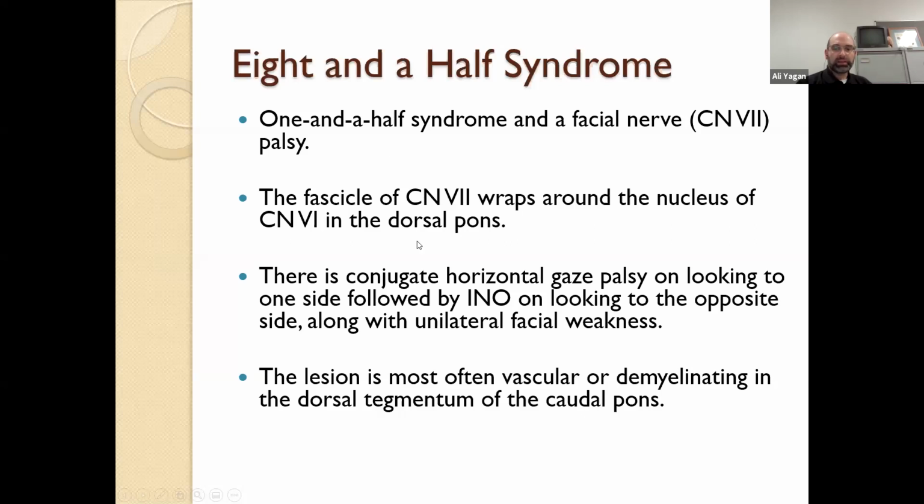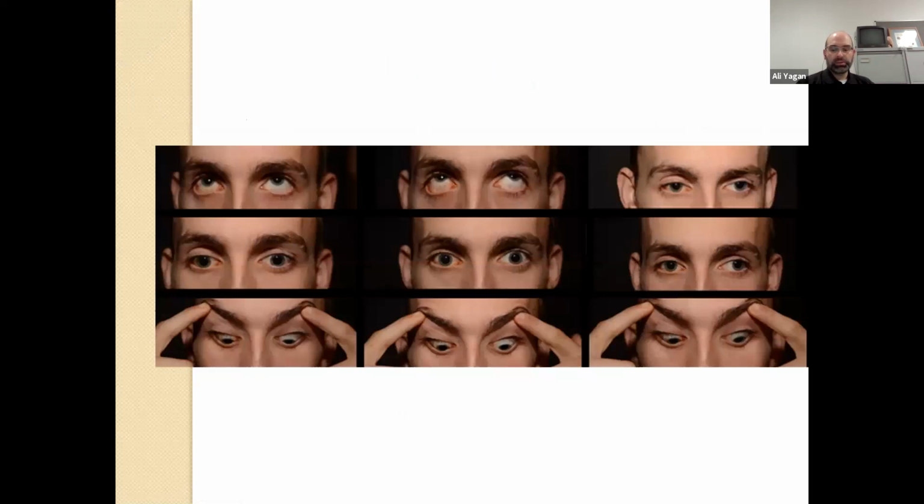If you remember your anatomy, you remember that the 7th nerve fascicles wrap around the 6th nerve. So you get the 6th nerve nucleus damage, you get fascicular 7th nerve weakness, and you get the MLF damage, which causes the INO. So you get what we call eight and a half syndrome that we saw in this picture.